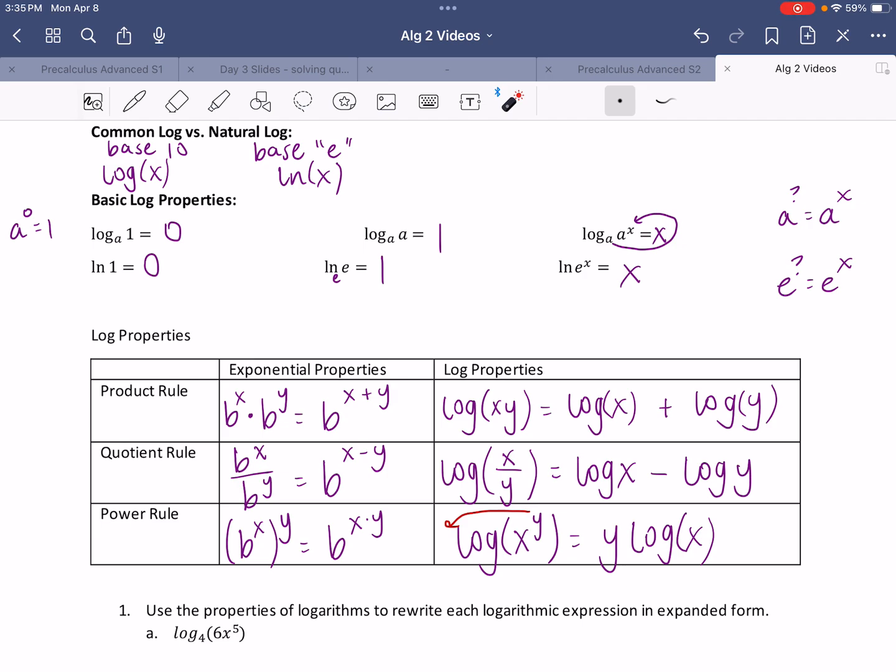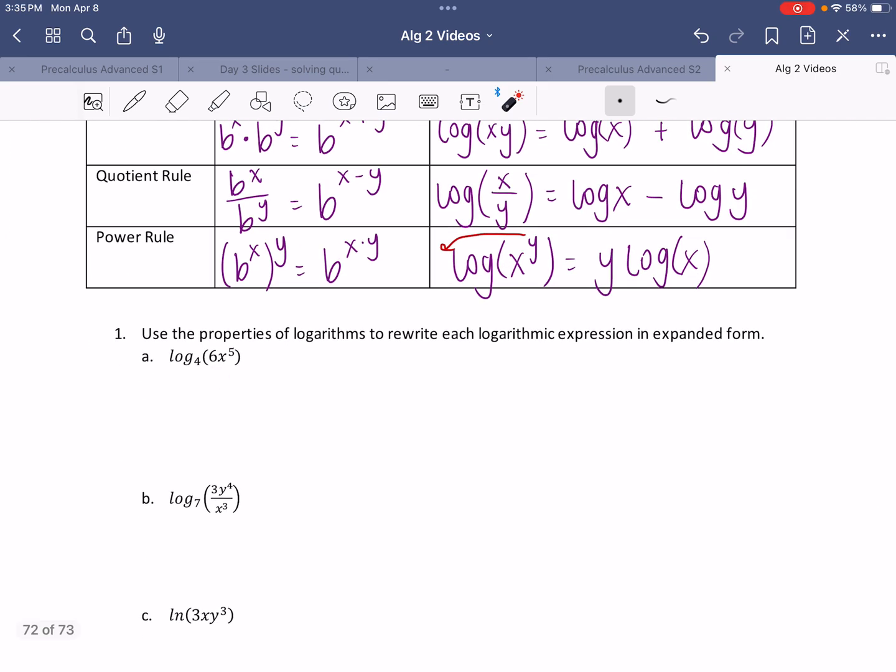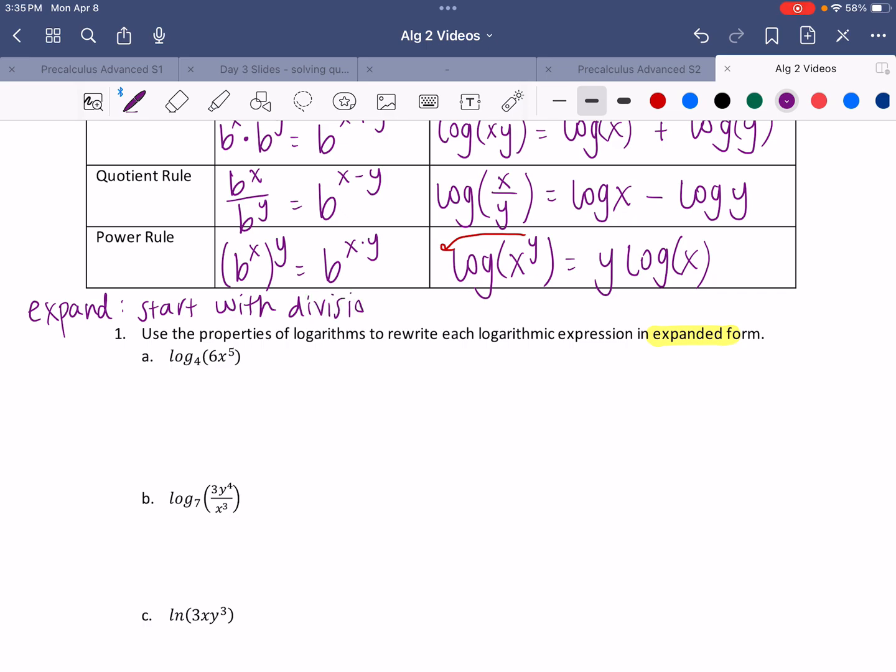Okay, it's going to make a little more sense once we put some numbers with it as well. There's two ways we could do this. The first way, notice all these problems start with one single logarithm. So we're going to use the properties of logarithms to rewrite each expression in expanded form. Keyword here is expanded. When you expand, my recommendation is that you expand by starting with division and multiplication first.